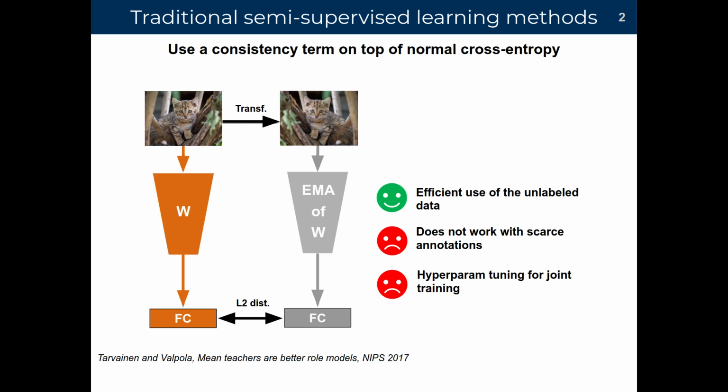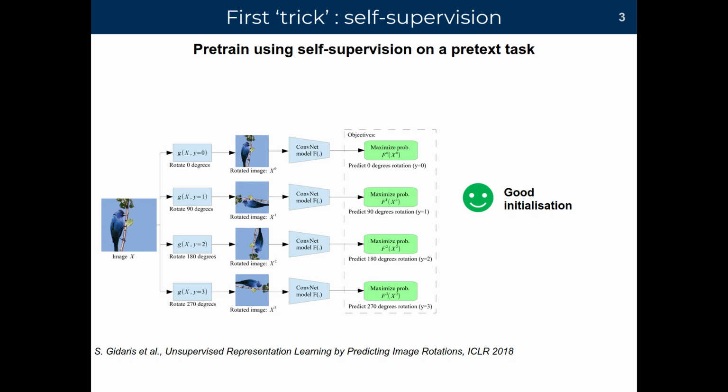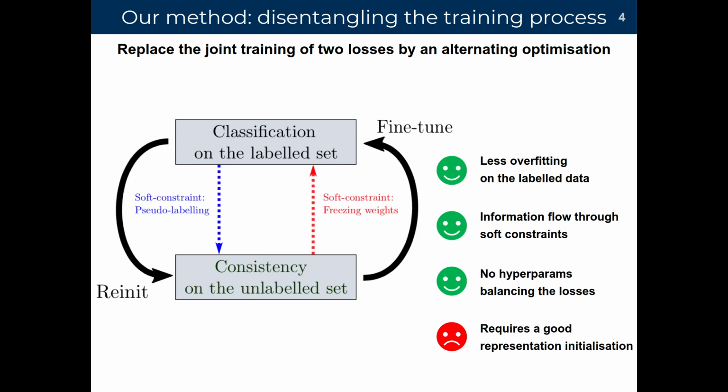First, we pre-train our network on all data using self-supervised learning to obtain a first efficient initialization. In this work we used the RotNet self-supervised method. Our second step is an alternative optimization algorithm where we alternatively optimize our network on the labeled set and the entire set. Between these two phases the information flows through soft constraints, namely pseudo-labeling and weight freezing.